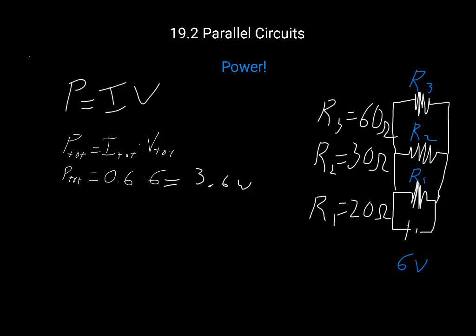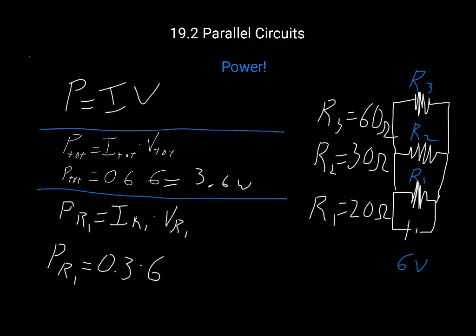Now, I just want to go into a little bit about watts. Remember, watts are joules per second. A lot of students have been getting watts and energy and work mixed up. Remember, watts is joules per second. So it's a unit of how much energy is consumed in a given amount of time. So let's look at what happens for our power of R1. It is going to be the current of R1 times the voltage of R1, which is 0.3 times 6, which gives 1.8 watts.